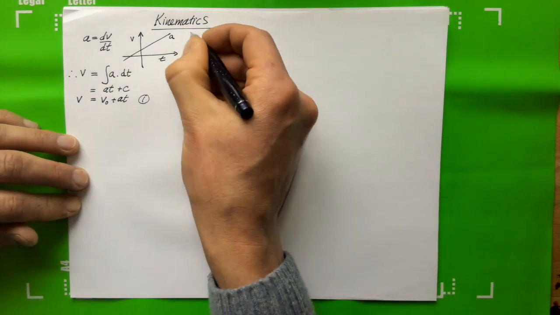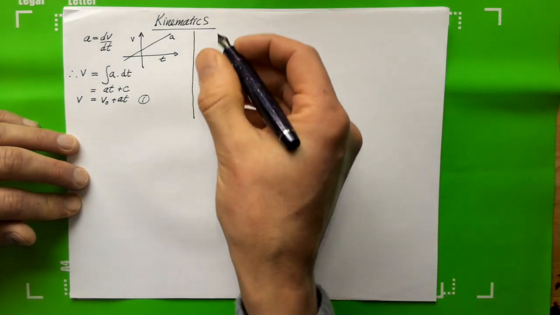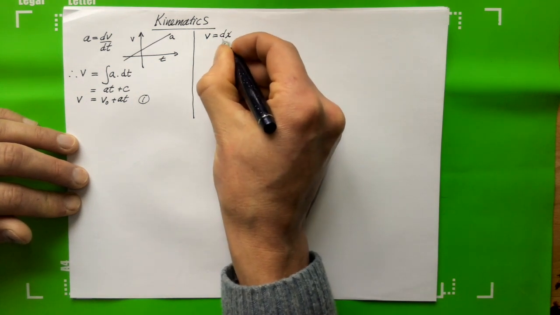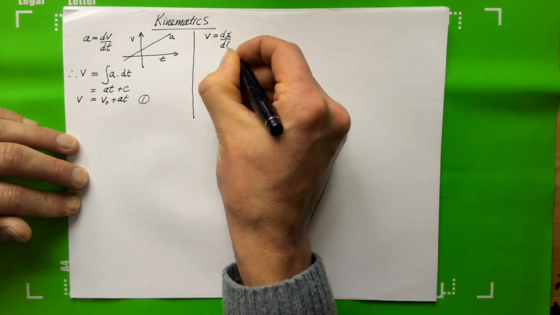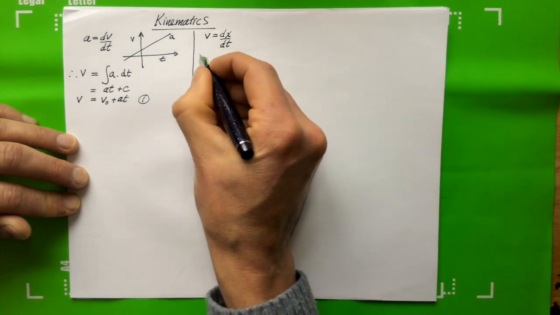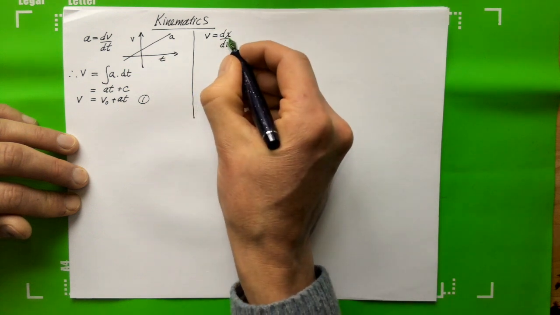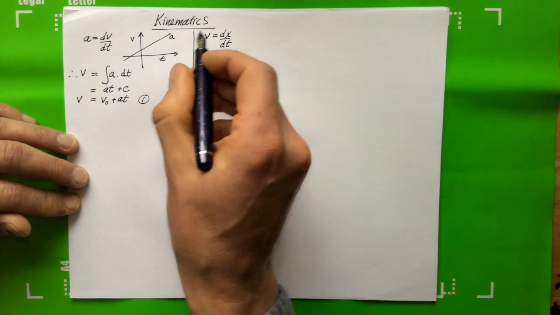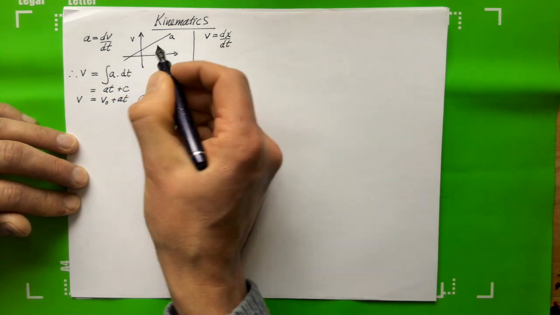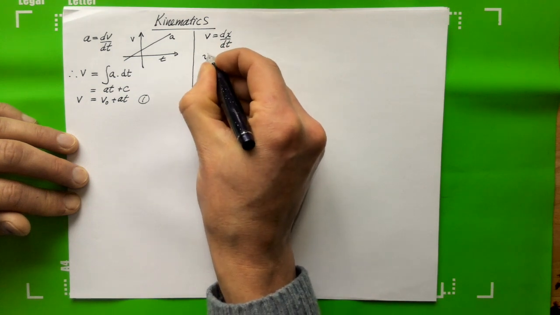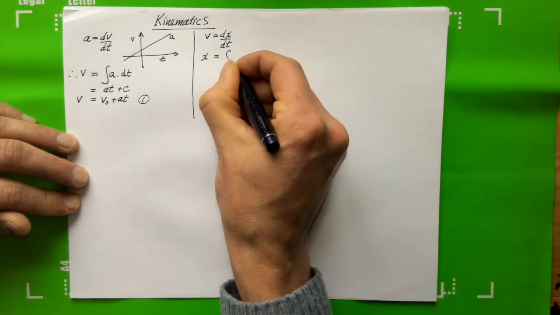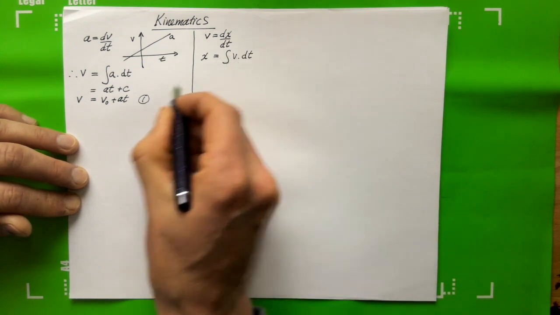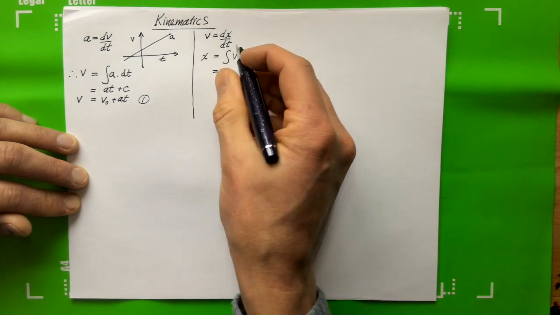Now we'll move on to the definition of velocity. Velocity is the rate of change of position with time. v equals dx by dt. Similar to what we did before, we can obtain the distance traveled by an object moving at this velocity by integrating under this curve here. So x equals the integral of v dt. Now we already have an expression for v as a function of time, which we obtained in equation 1. So let's substitute that in.